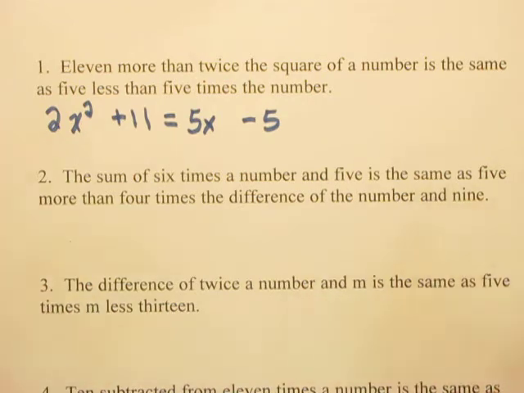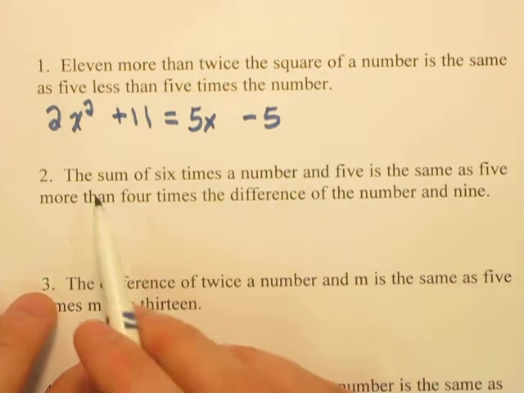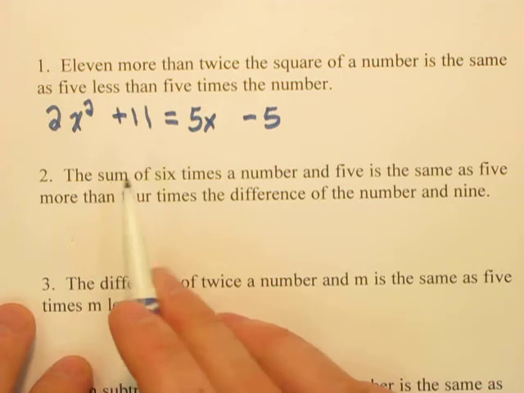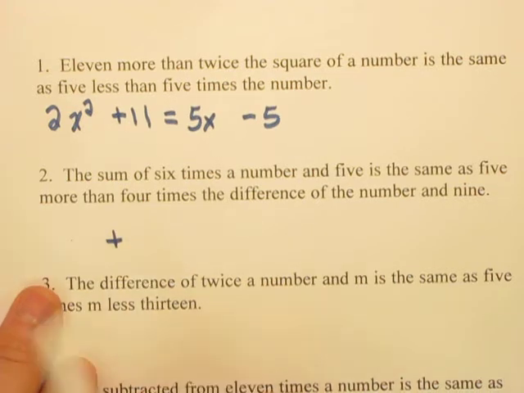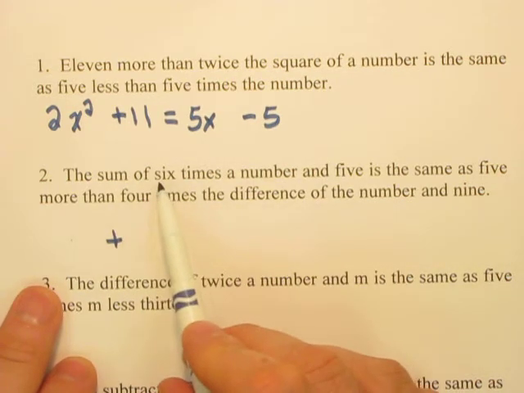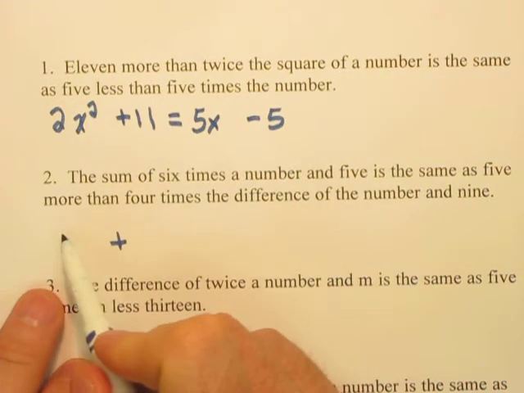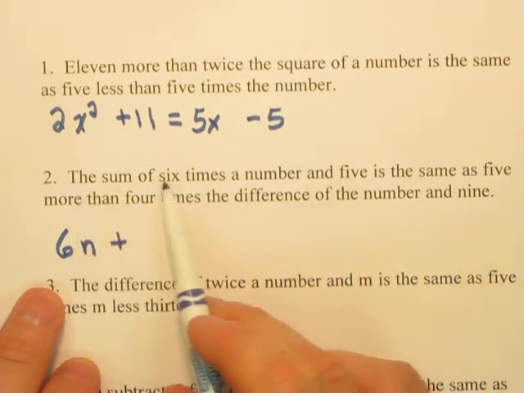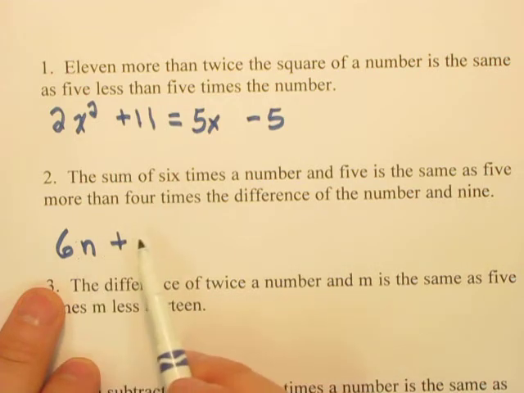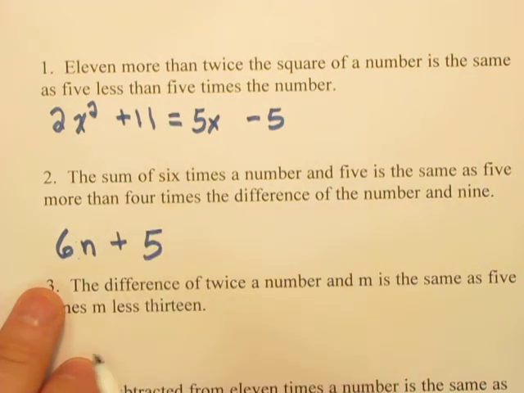Now there's a lot going on with this problem. So we'll start with the sum. That's telling me to do an addition. And then I'm waiting for what? The sum of what? Something here and something there. The sum of 6 times a number, we'll call it 6n this time, and 5. The sum of 6 times a number and 5. It fills both parts up.